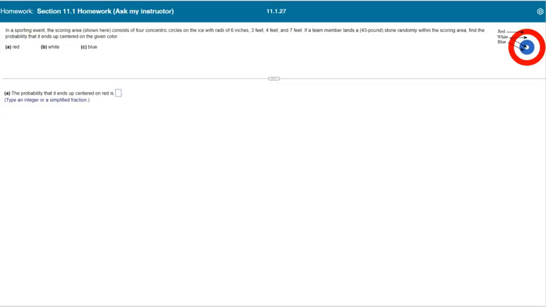Folks, this Math 110 problem is known to cause students problems, so I wanted to make a video about it. It's kind of a neat problem. We have a sporting event. The scoring area shown here consists of 4 concentric circles on the ice with radii of 6 inches, 3 feet, 4 feet, and 7 feet. If a team member lands a 43-pound stone randomly within the scoring area, find the probability that it ends up centered in the given color.